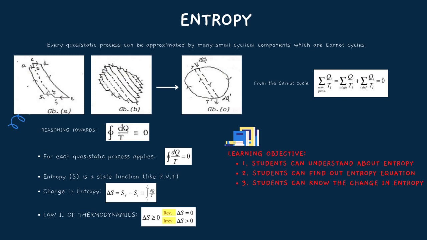Entropy S is a state function like P, V, T. The change in entropy delta S is equal to S_F minus S_I, which is equal to the integral from I to F of dQ per T. The second law of thermodynamics: delta S is greater than or equal to 0. For reversible processes delta S is equal to 0, and for irreversible processes delta S is greater than 0.